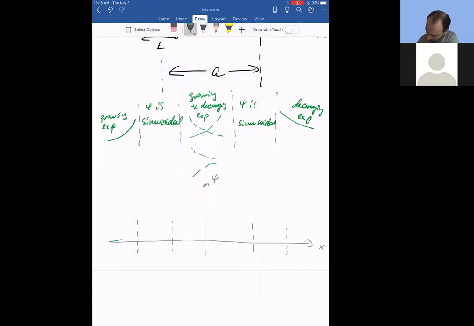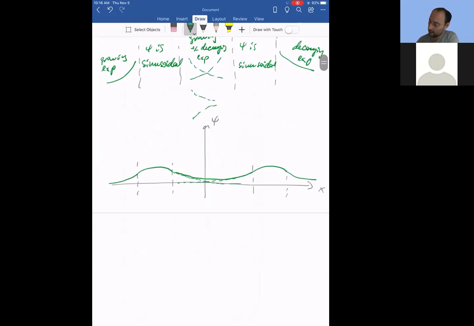So here's possibility number one. You have a piece of a sine wave, and then you have something like this. In between, you have a sum of growing and decaying exponentials, and the net result is like this. So this is wave function number one. This is one possibility for the lowest lying wave function, the wave function of the lowest energy.